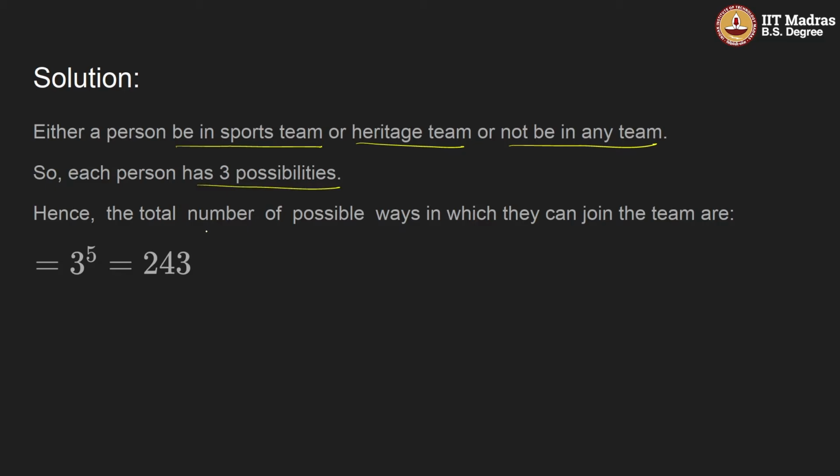So the number of possible ways in which they can join the team is 3 raised to the power 5, right? How? Like there are 5 students, right? 5 people in a group. So for the first person, there are 3 choices.